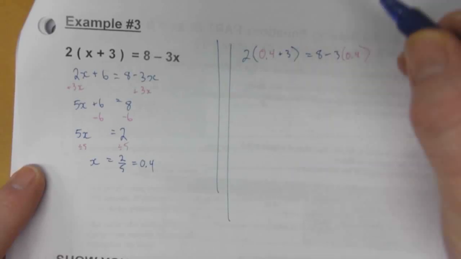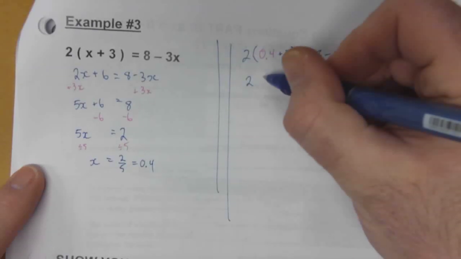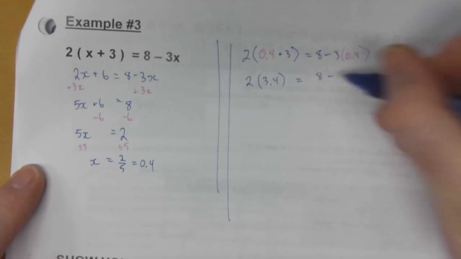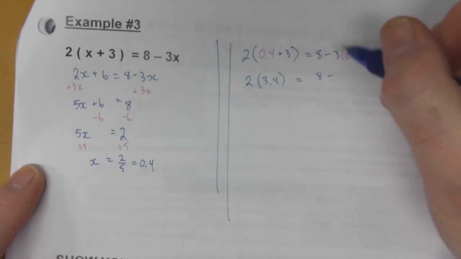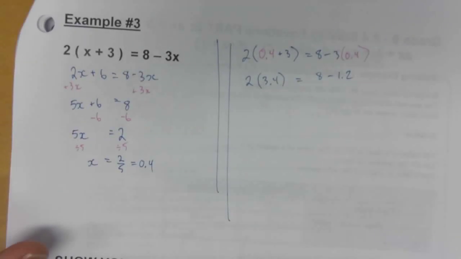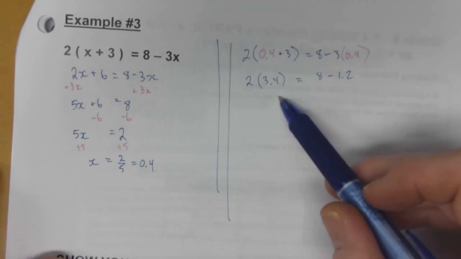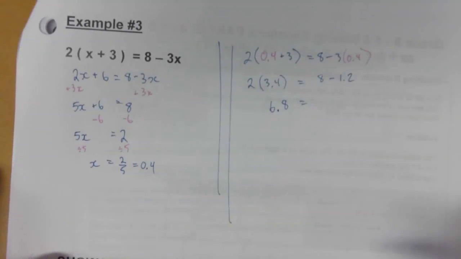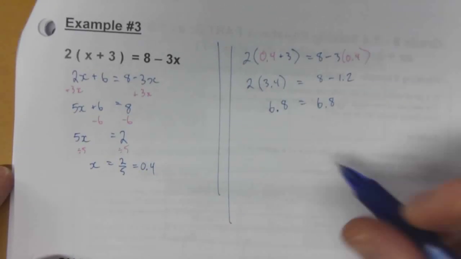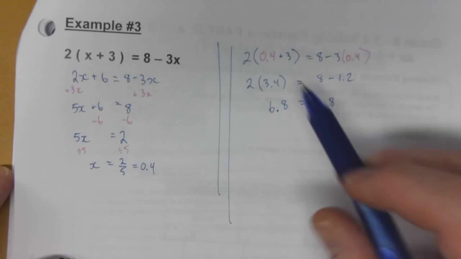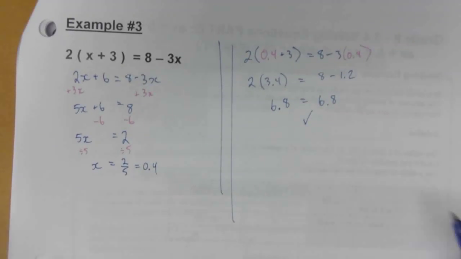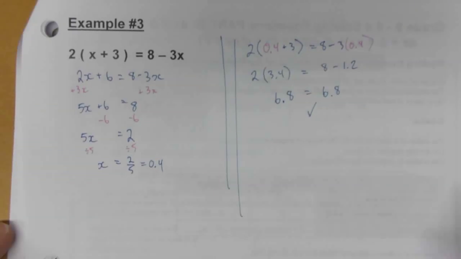So 0.4 plus 3 becomes 3.4 equals 8 minus, and then 3 times 0.4 is 1.2. 2 times 3.4 is 6.8 equals 8 minus 1.2, well, that's also 6.8. Both sides of the equation are equal when x is equal to 0.4, so we have confirmed that our answer is correct. So that's the process.